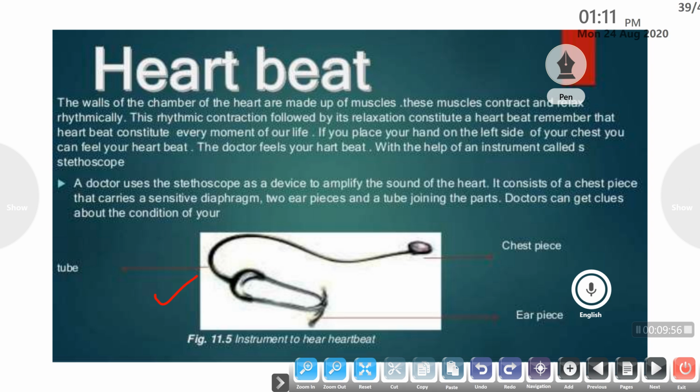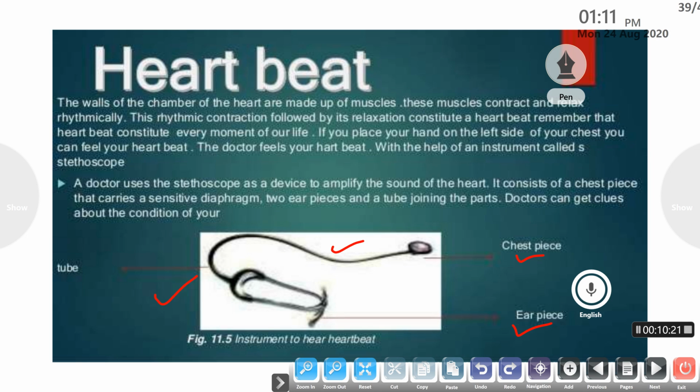As you can see in the diagram, this is the picture of a stethoscope. The doctor uses the stethoscope as a device to amplify the sound of the heart. It consists of a chest piece that carries a sensitive diaphragm, the two ear pieces and a tube joining the parts. Doctors can get clues about the condition of your heart with the help of this.